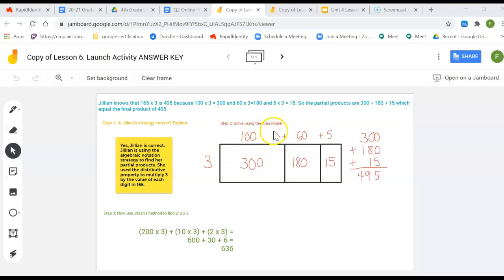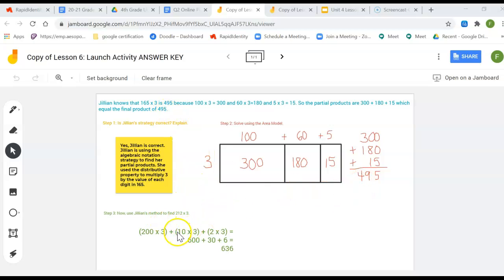Over here it says solve using the area model. You see the 165 has been broken apart, or decomposed, to be 100 plus 60 plus 5, and each of them is multiplied by 3. You got your answer, 300, 180 here because you multiplied the 60 times 3, and 15 is a partial product here, multiplying the 5 times the 3. All the partial products are added up with an answer of 495, which is the same as Jillian's answer.